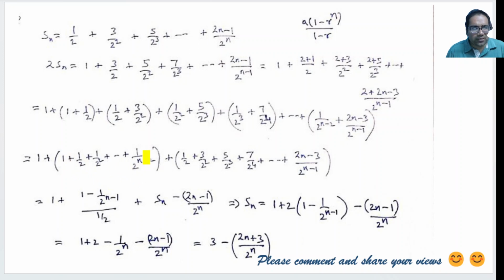Please don't get confused. It is not that n minus 2 means n minus 2 terms. Here 1, 2 up to n minus 2, plus 1 more term. Total n minus 1 terms.